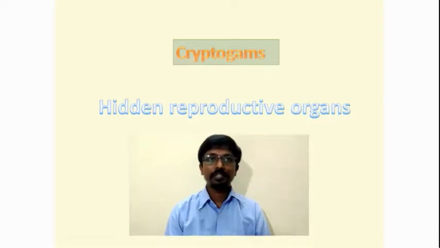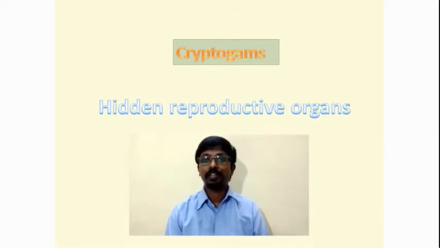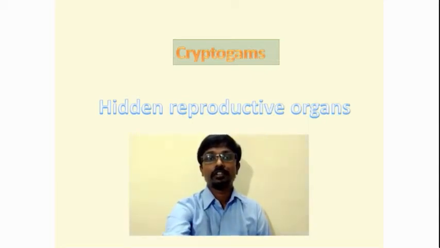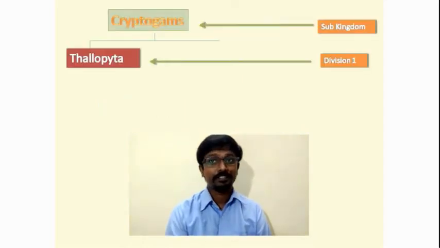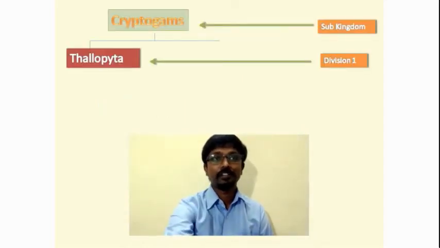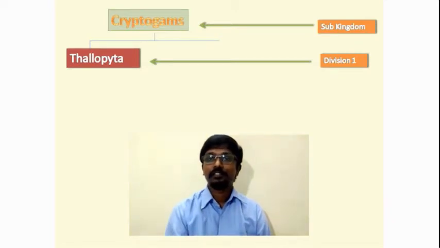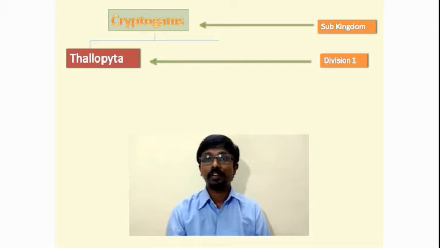In the last lesson, we studied about cryptogams and saw their meaning as hidden reproductive organs, and we saw that cryptogams is a subkingdom of kingdom Plantae and it has three other subdivisions. They are Thallophyta, second Bryophyta, third Pteridophyta. Yes, and we saw about Thallophyta in the last lesson.